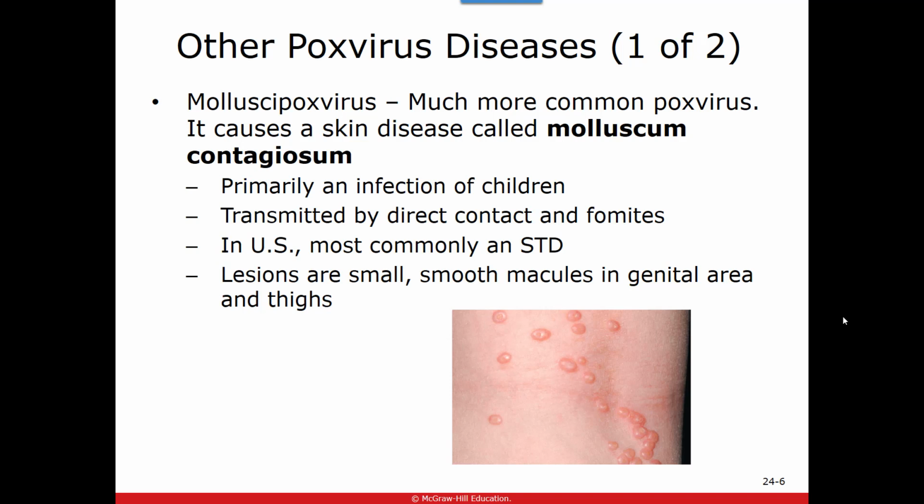In the United States, it's most commonly shown up as an STD, and it shows up as kind of a pink, waxy macule. So these kind of raised bumps, but they're kind of a pink, shiny look to them. Now, they usually show up where you've been itching, touching, scratching, and so the top areas, usually in the genital areas and the thighs, is where you're going to have most of them come up. Now, they can go away on their own, but they can stick around for several months.